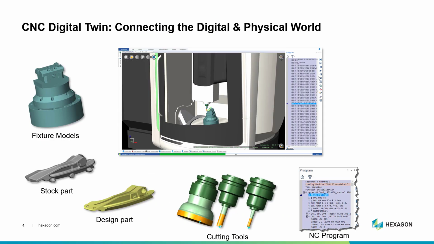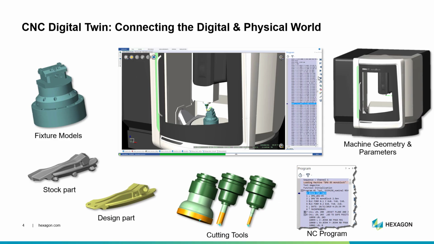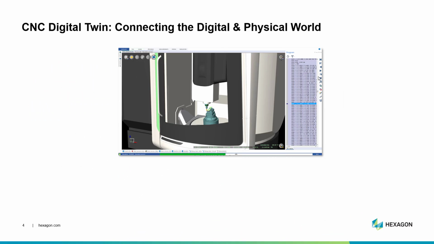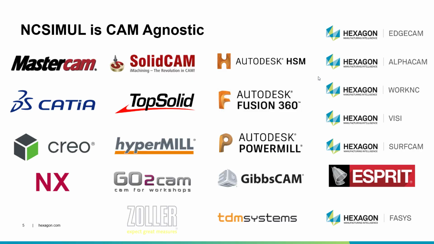And this is how we're doing it. We're taking all of these aspects that you've already created inside your CAM system, and we're assembling them into the machine digital twin. So that would be your part, your fixture, your rough stock, your G-code, and the digital twin that we create. And of course, if you don't have any of that available, you can create any of those items inside NC Simul as well. But these are the ones that we have direct links to.